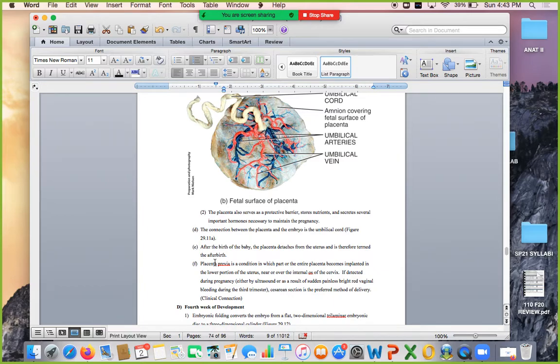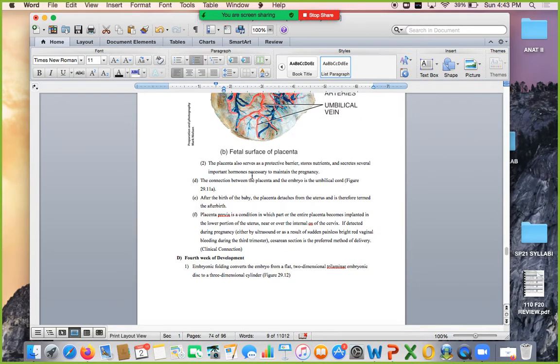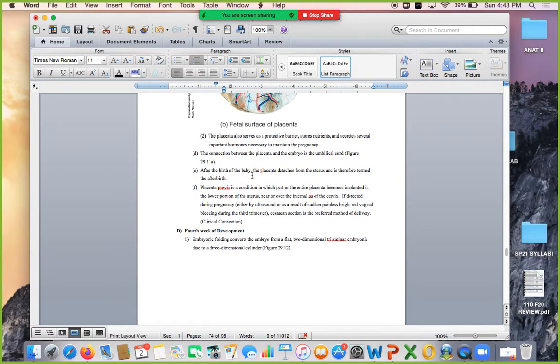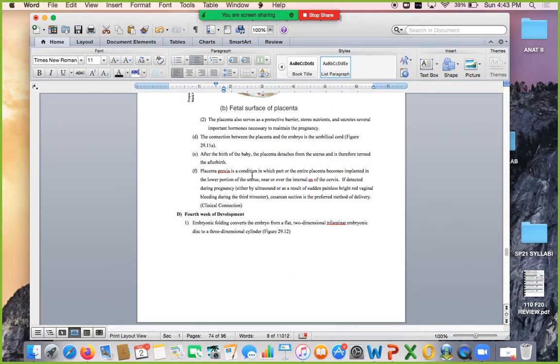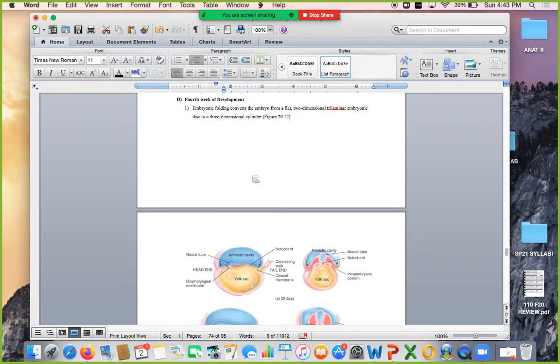And then you can also have a condition where the placenta pulls off of the decidua or becomes a little bit detached. I think that's called placental abruption. With that, you could end up on bed rest, etc. All right, so I digress.